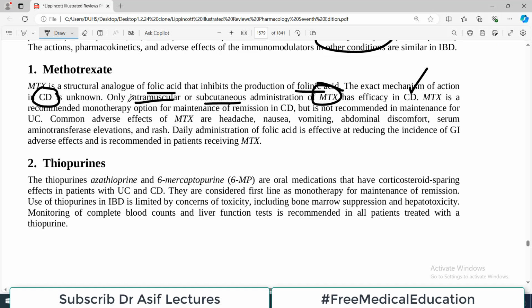Methotrexate is a recommended monotherapy option for maintenance of remission. So it's not recommended as a first line anyway. Common adverse effects of methotrexate are common for all sorts of therapy. Whether you are treating cancer with it or rheumatoid arthritis, all these side effects are pretty common. Rash, for example, liver dysfunction, so aminotransferases are elevated, headache, nausea, vomiting, which you have to mention for every drug. Abdominal discomfort. Okay. Now, daily administration of folic acid is effective at reducing the incidence of GI adverse effects.